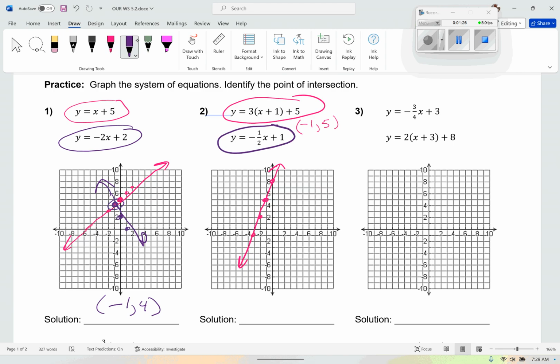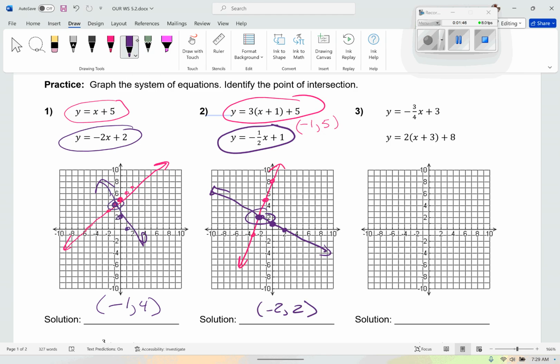And then this one has a y-intercept of positive 1, slope of negative 1/2. So I'm going to go down 1, right 2. I can also go up 1, left 2. And look at that. We can see where it crosses right away, which is right there. So that appears to be (-2, 2).